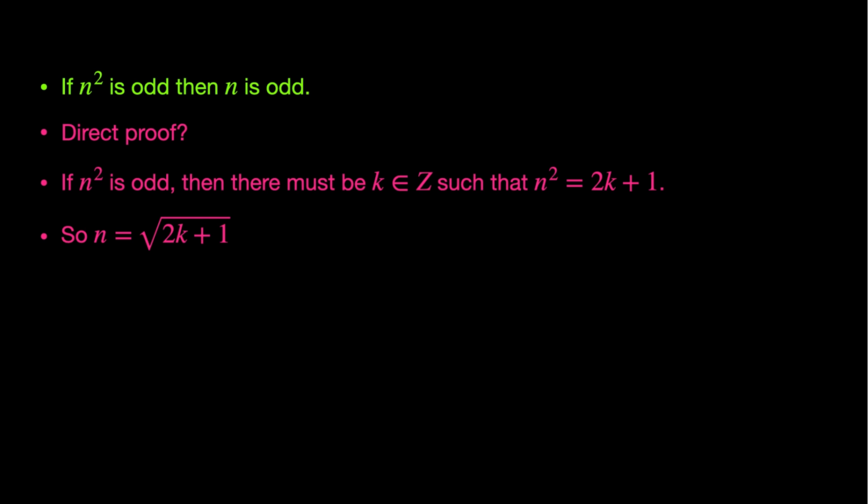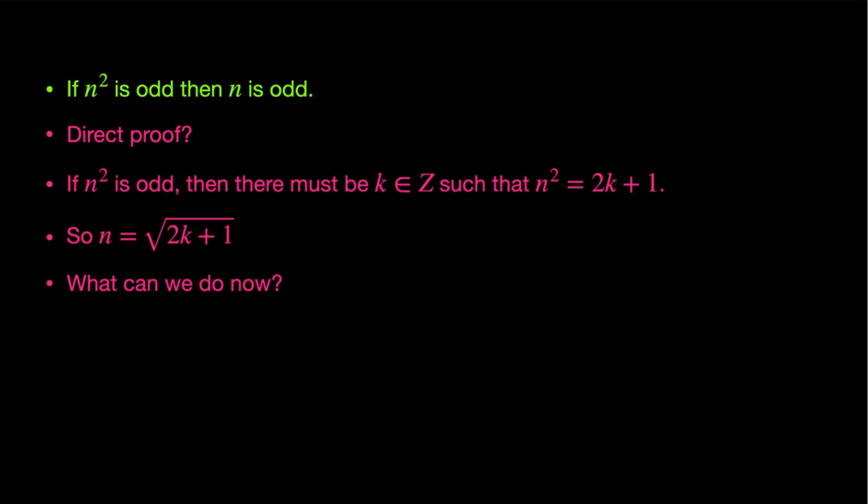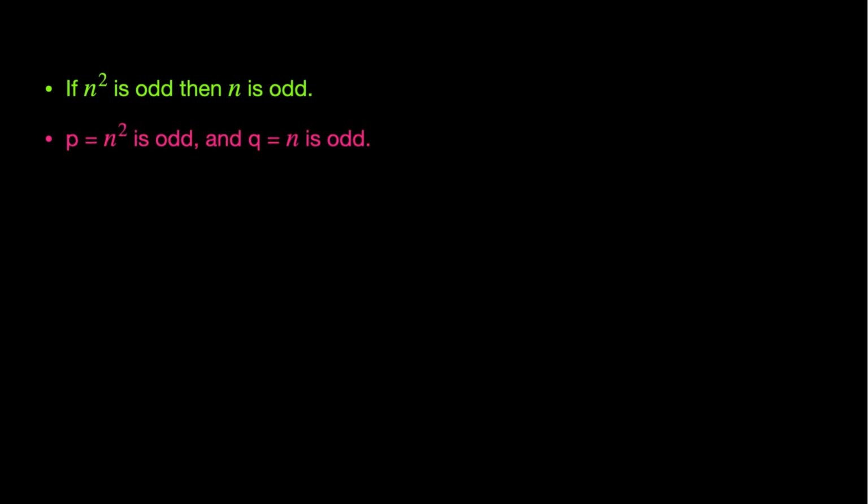N is the square root of n squared, so I can write it as the square root of 2k plus 1. But is there any way that I can simplify the square root of 2k plus 1 to know if it is odd or even? Not really. In this case, it is easier for us to use contrapositive.